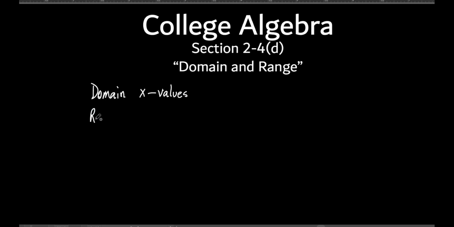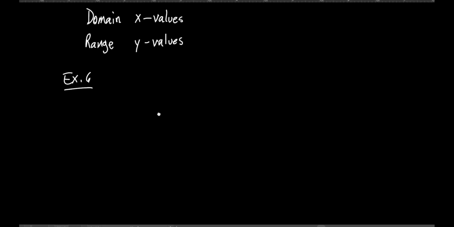All right, the range, take a wild guess what the range is. It's all the y values. Okay? All right, so for instance, this is example 6. It's a very simple example. So I'll just keep that there so you remember. So example 6, they ask you to find the domain and range.